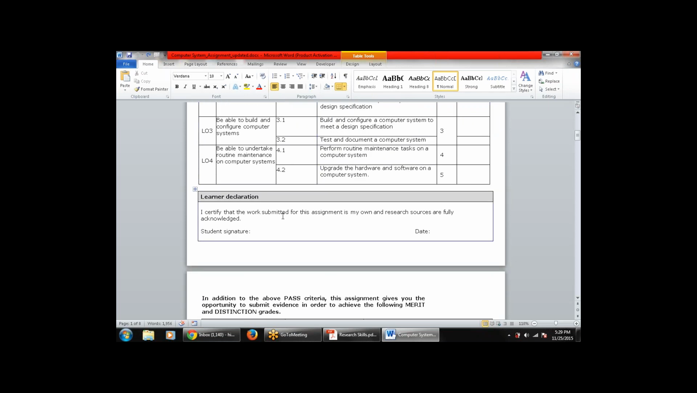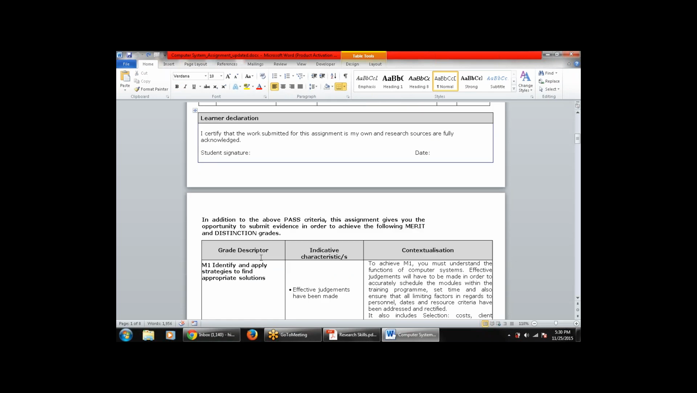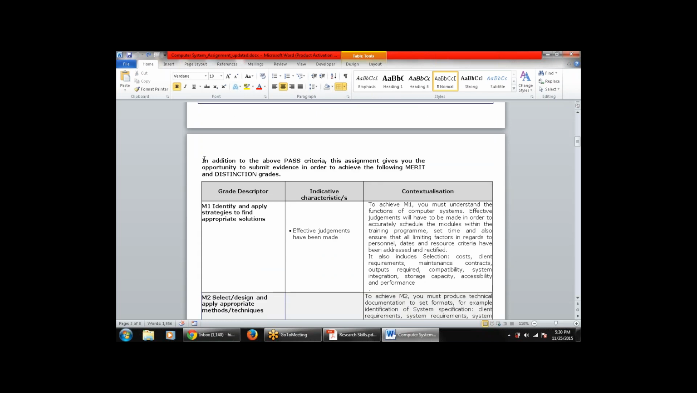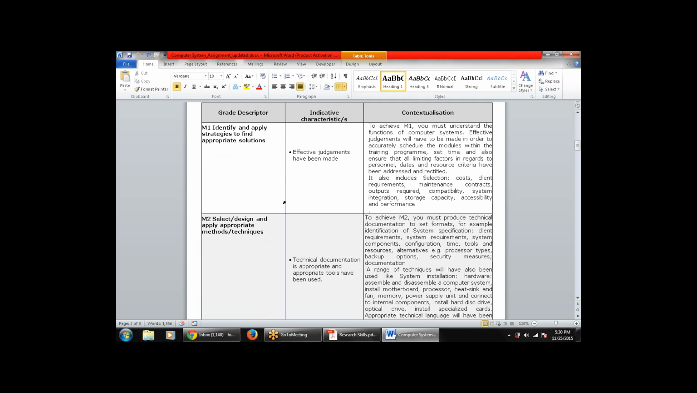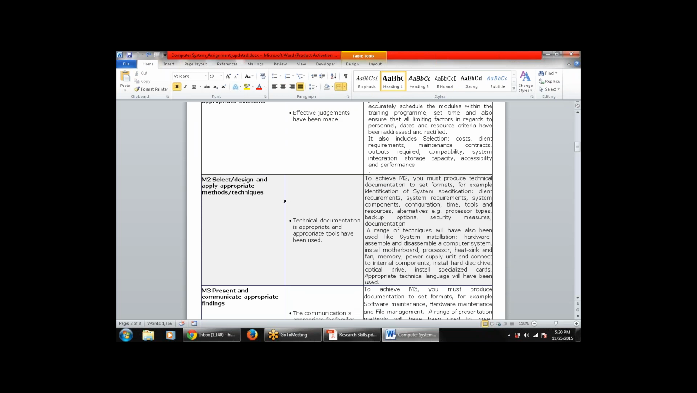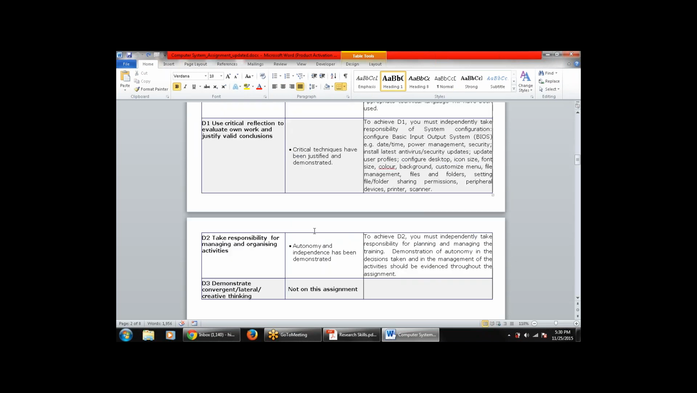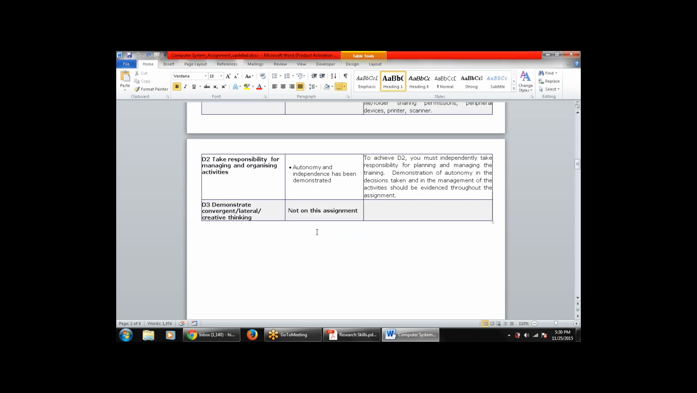This is a declaration, that is a learner declaration, your declaration, your signature, you are submitting the date. So this front sheet is same for each and every student. Now this is the criteria that is given to you in order to find the merit or the distinction or the pass criteria. This you have to study by your own. This is M1, M2, M3, D1, D2, D3, merit and the distinction.